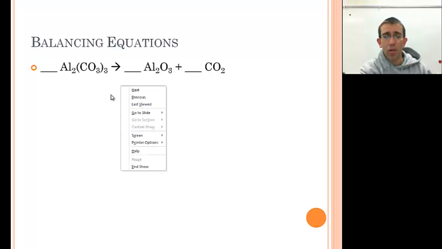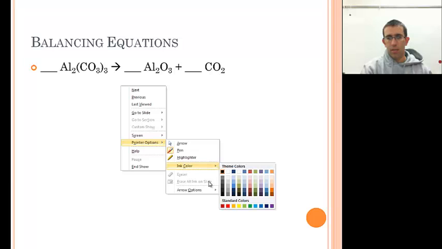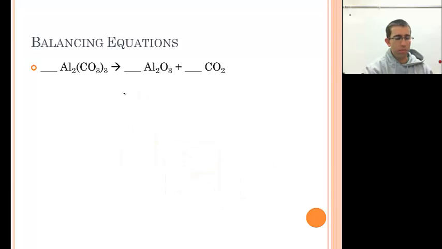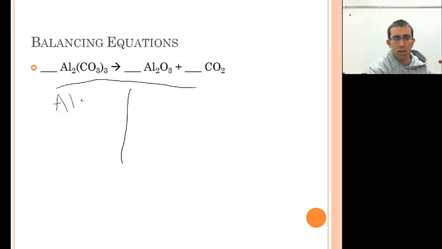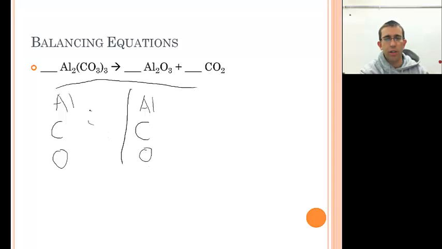So remember, we made a lovely chart when we did this. On each side of the chart, we listed our elements. We have aluminum, carbon, and oxygen, and the same thing on the product side: aluminum, carbon, and oxygen. What we wanted to do was list the number of each one we had. So aluminum, we look right up here and we have 2 aluminums.